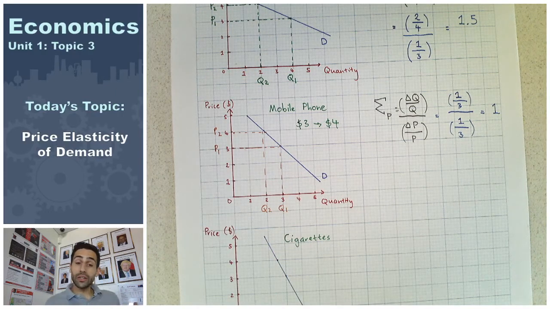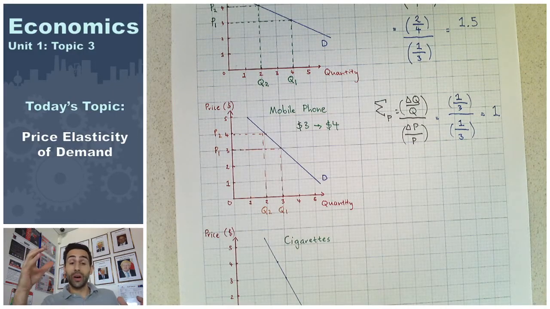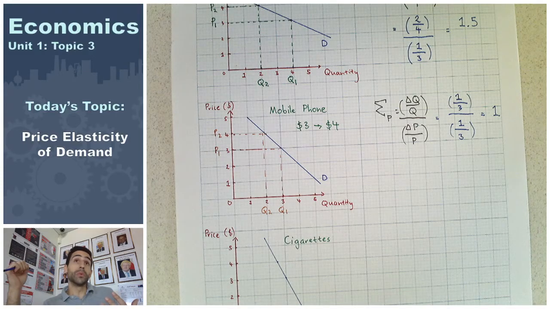So unit elastic, like I said before: price has gone up by 1%, quantity demanded has gone down by 1%. So let's think about mobile phones. If the price of the iPhone goes up by another 10%, people can relatively easily switch to other brands, but some people will still be loyal to the Apple brand.